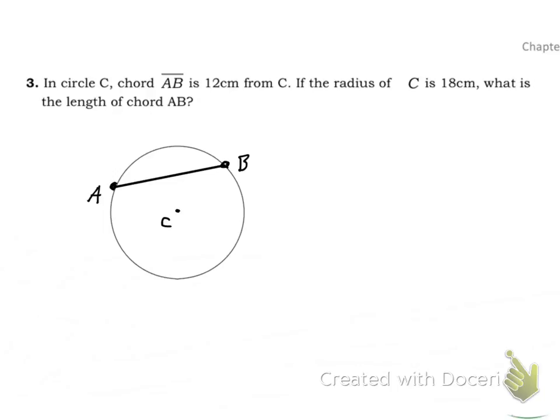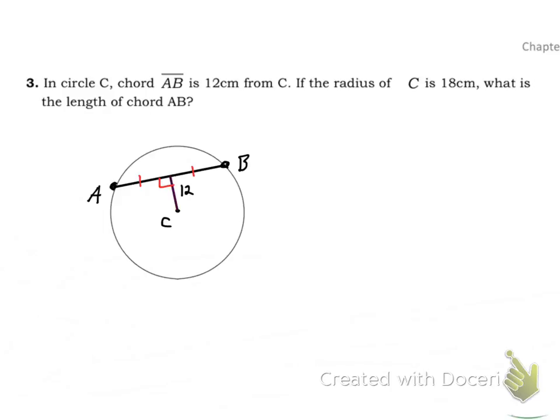Well, the distance from AB to C is equal to 12. So maybe I'll do a red, let's do a purple. So this distance here is going to be 12. Well, since it's a distance, this is going to be a right angle. So without even looking at the question, I know that this is a right angle, where A to the center, and the center to B are both congruent to each other.